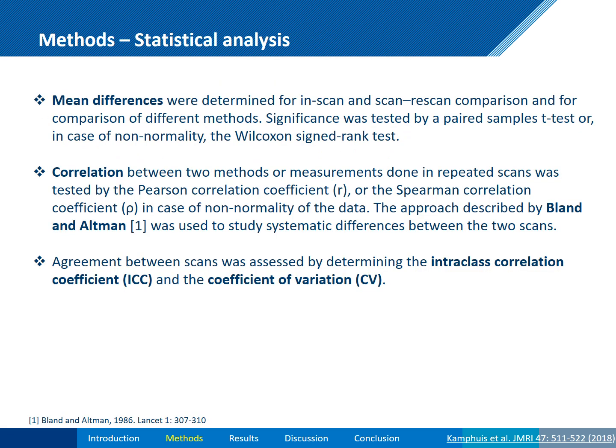Statistical methods that were followed are summarized on this slide. In-scan and scan-rescan comparison was performed by the paired samples t-test or the Wilcoxon signed rank test. Correlation between methods or measurements was evaluated by the Bland-Altman approach. Furthermore, intra-class correlation coefficients and the coefficients of variation were determined to test agreement between scans.